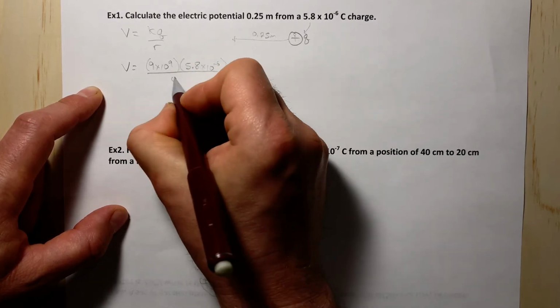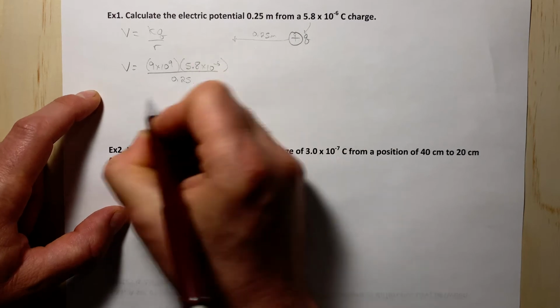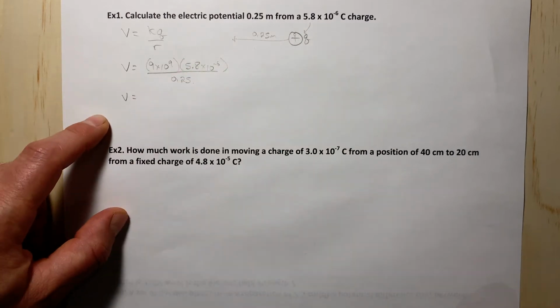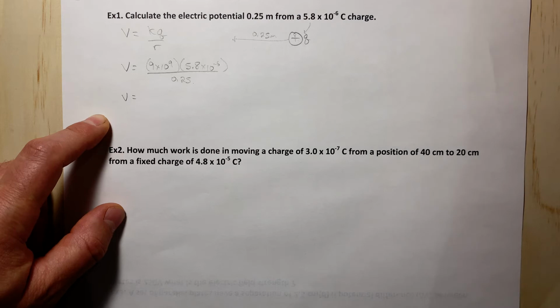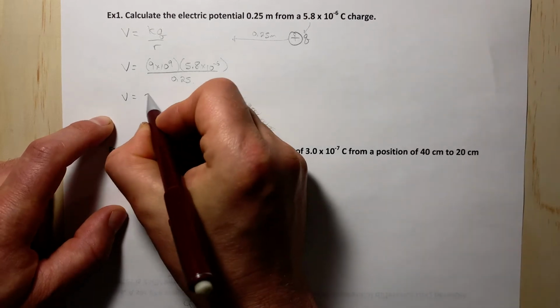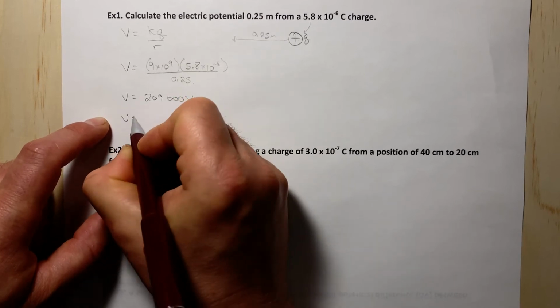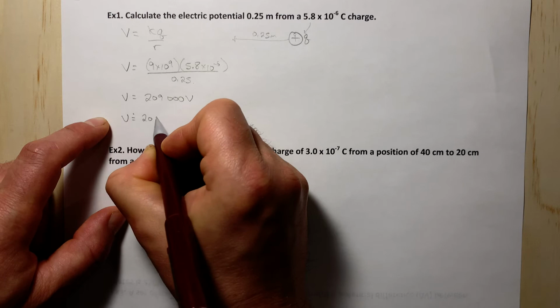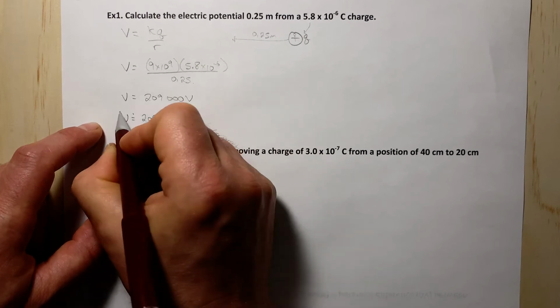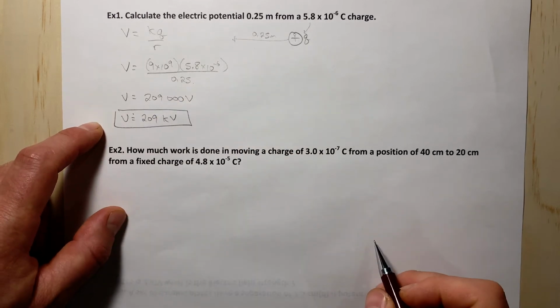The distance away, 0.25 meters. I work those numbers out and I get 209,000 volts. Or I think I said in the slide, the answer is approximately 209 kilovolts. Might actually be an exact answer, but that's fine.